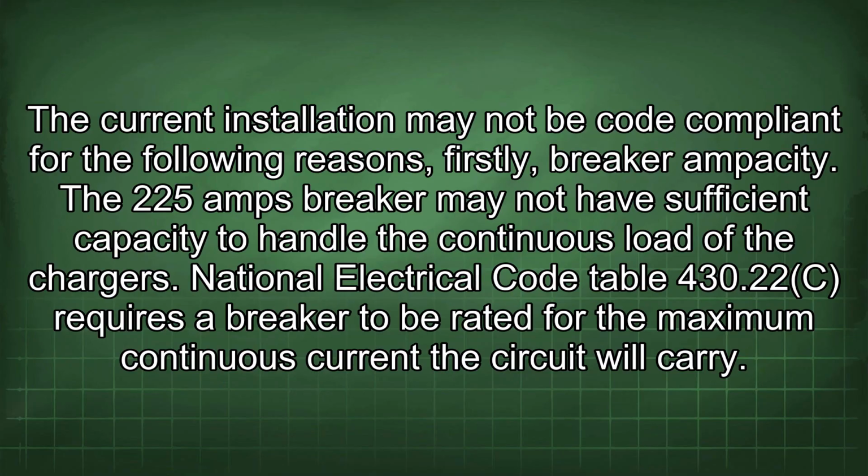Overcurrent installation may not be code compliant for the following reasons. Firstly, breaker ampacity. The 225 amps breaker may not have sufficient capacity to handle the continuous load of the chargers. National Electrical Code Table 430.22(C) requires a breaker to be rated for the maximum continuous current the circuit will carry.